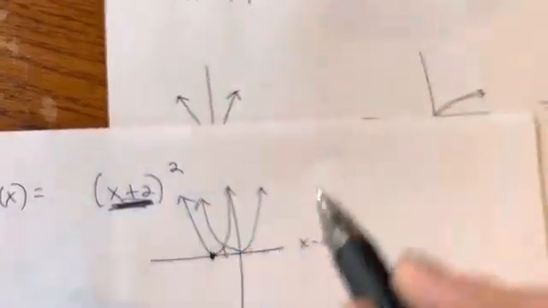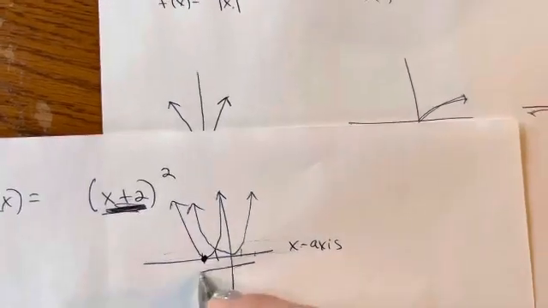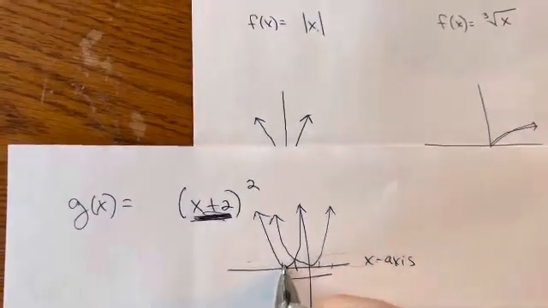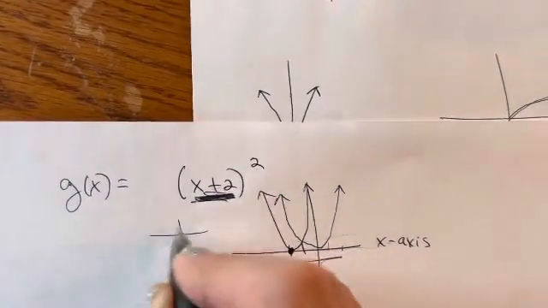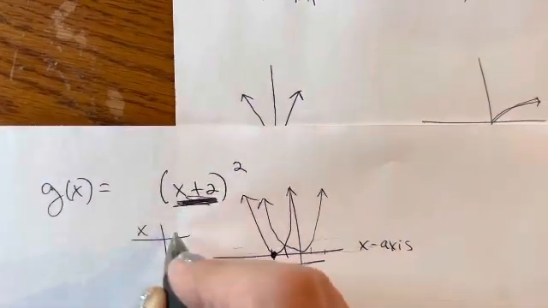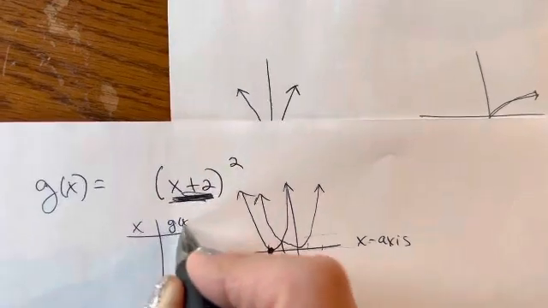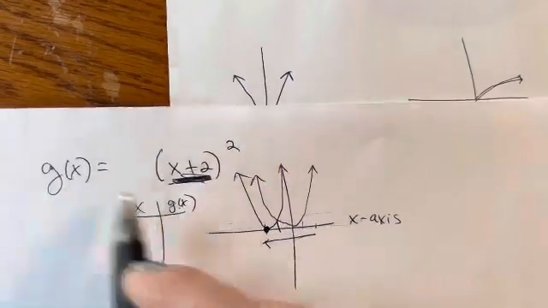Okay, it's a parabola, the exact same parabola, but it went to the left 2 units. Again, if you don't believe me, you can always do the t-chart. Now, instead of this saying x, y, I could put x, g of x. Who cares? Remember, these are the same thing.